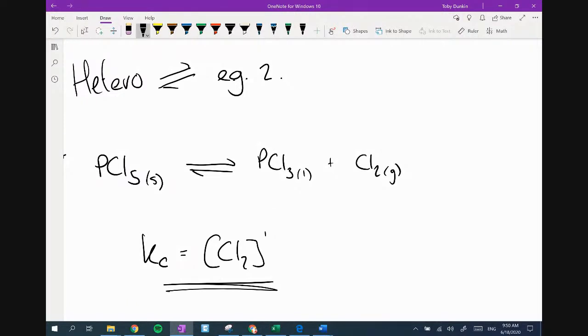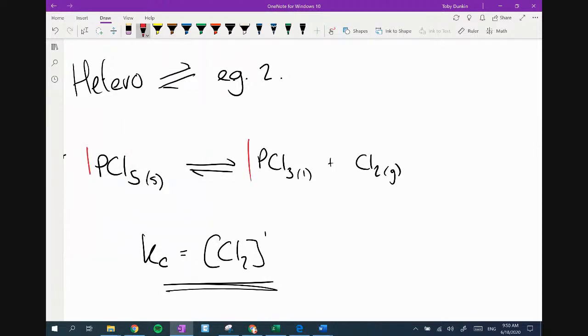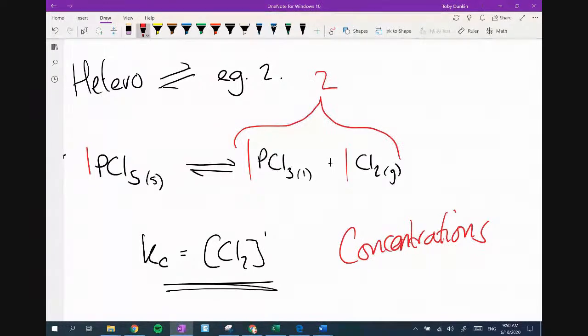On the chat, please: moles or concentration here? The problem is it's a 1:1:1, which I'm about to use. Can you use moles or concentration? The answer is concentration. You can't use moles, because I've got 2 moles in total on this side and only 1 mole on this side. So you have to use concentration.